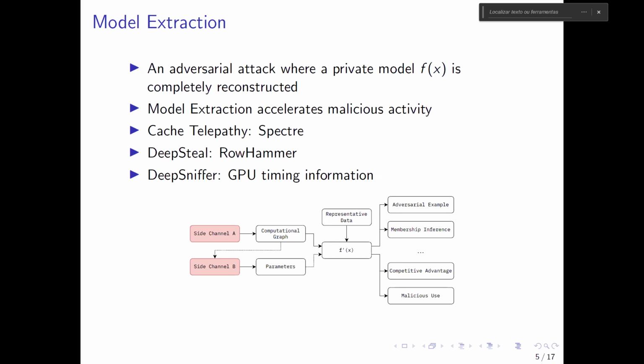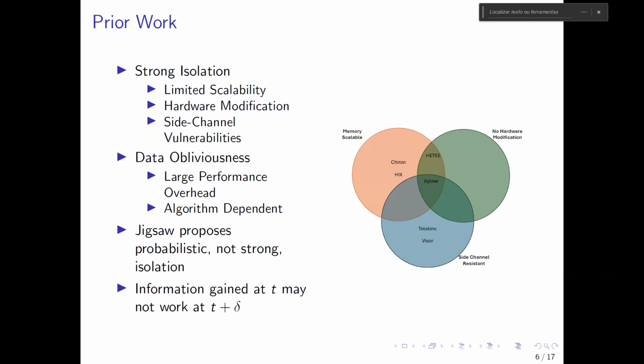Things like Spectre, cache side channel vulnerabilities. You could recover portions of the model weights, things like Rowhammer, where you could affect what the model is producing, and also GPU timing information, since GPUs are common accelerators for computing machine learning outputs. Now, there are a number of techniques in this space for preventing this type of model stealing attack, and they all cover different properties, right?